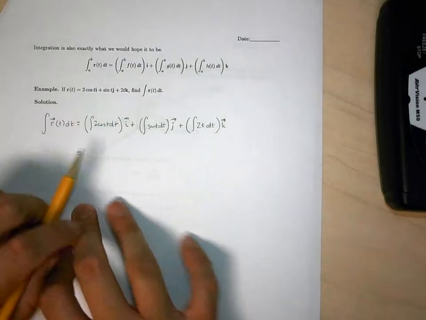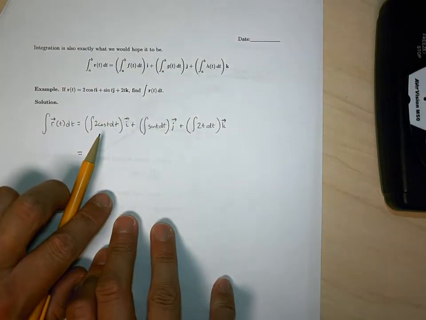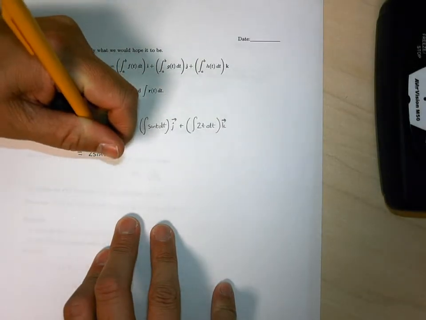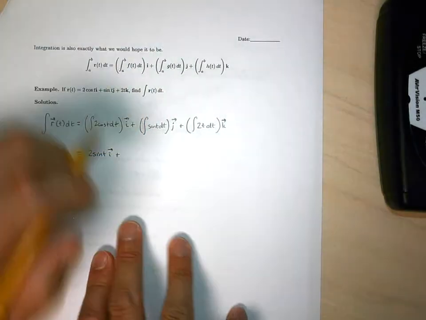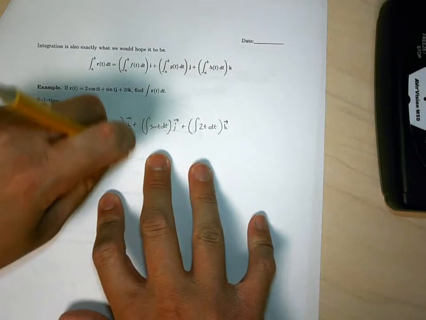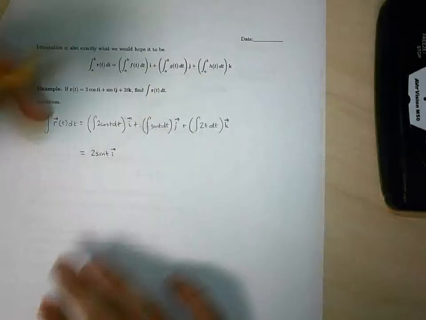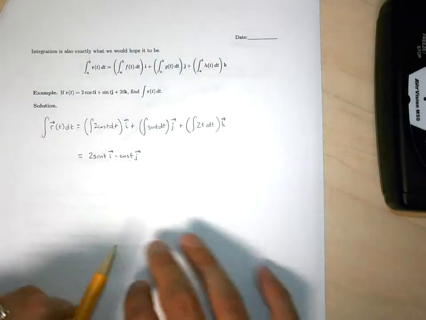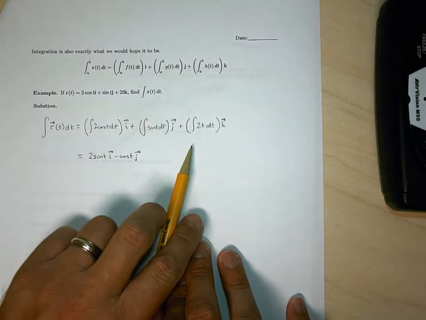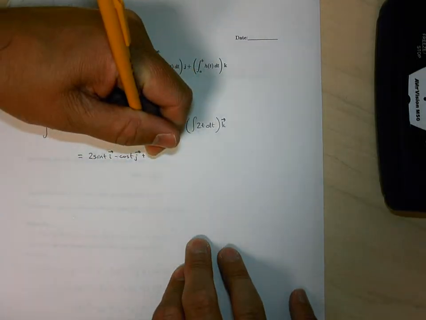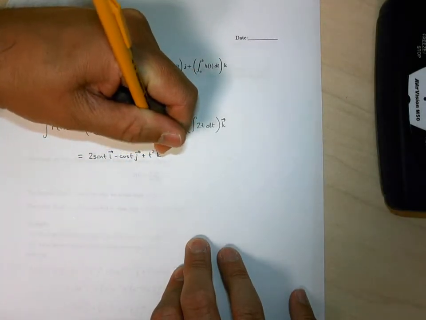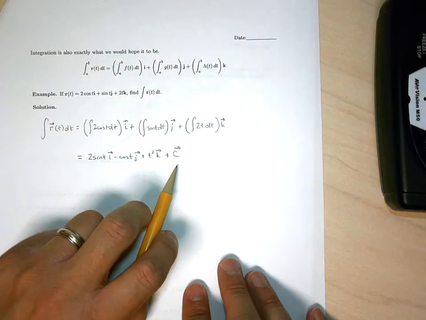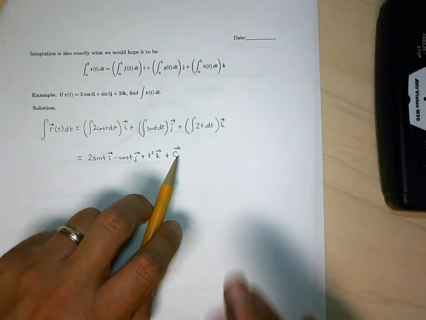The antiderivative of cosine t is sine t. Therefore I have 2 sine t i. The antiderivative of sine t is negative cosine t. So I have minus cosine t j. The antiderivative of 2t is t squared. So I have t squared k. And then I have some arbitrary constant vector. And I indicate that this is a vector by putting an arrow over it.